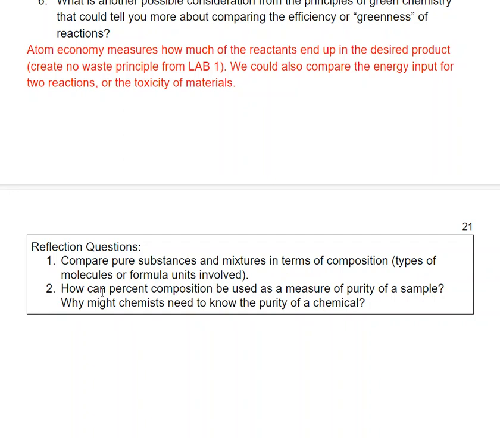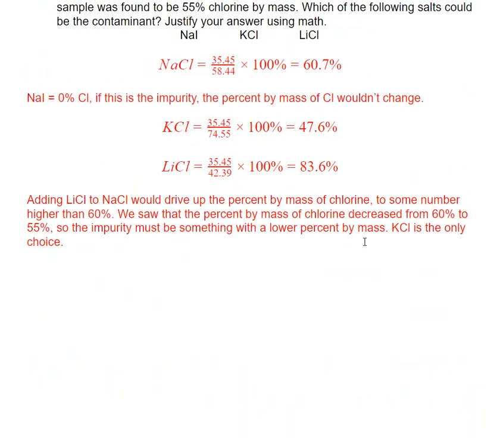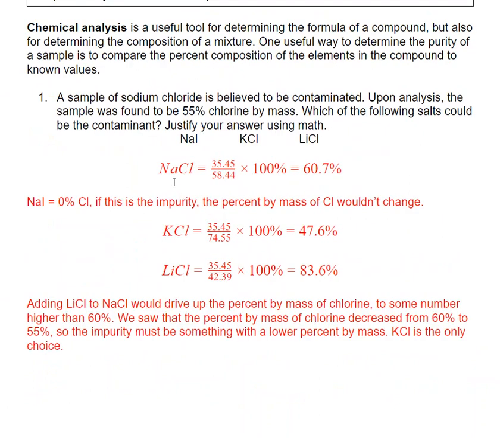How can percent composition be used as a measure of purity in the sample, and why might chemists want to know that? We saw in question 1 here that pure NaCl should be 60.7%, but my sample was less than that. So I can use that as a measure of how pure it is.